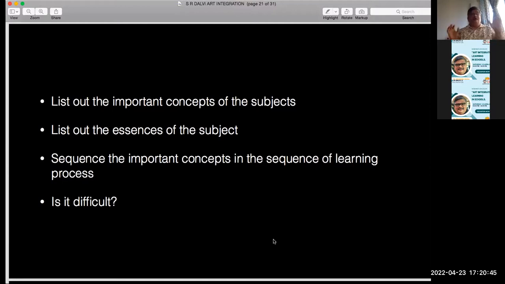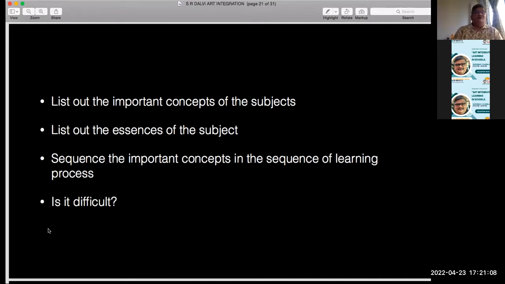Let us do a simple exercise, okay? And we are going to take time to do this exercise. Whatever your subject is, start making a list of important concepts of that subject. Let's start. We have a lot of time in our hands. This is a very critical exercise.